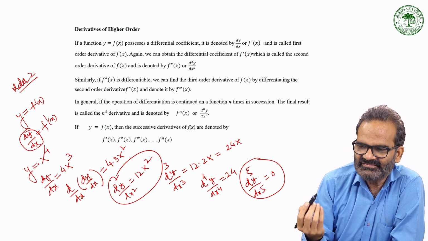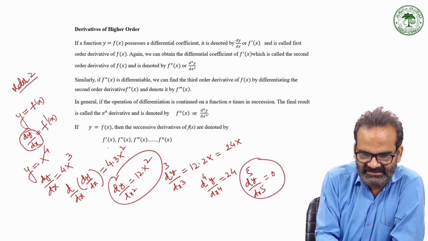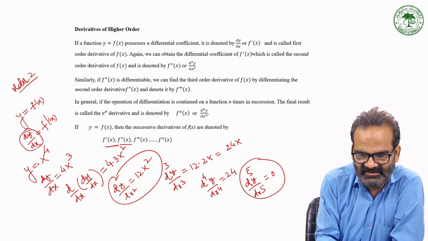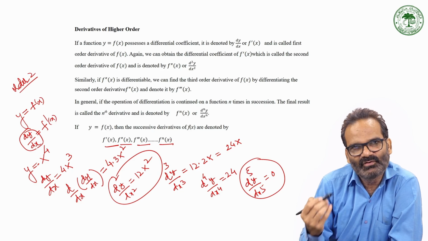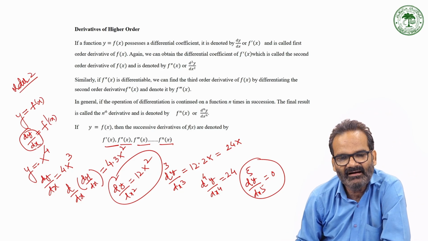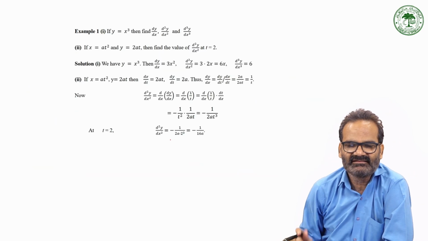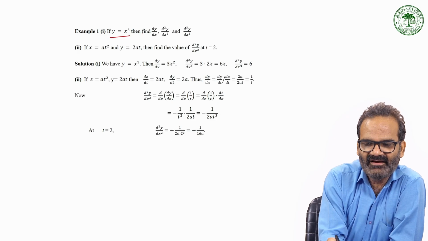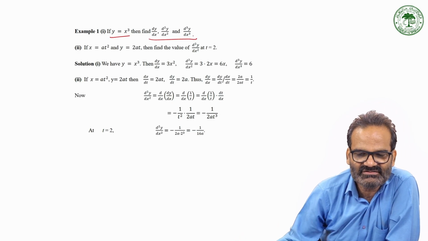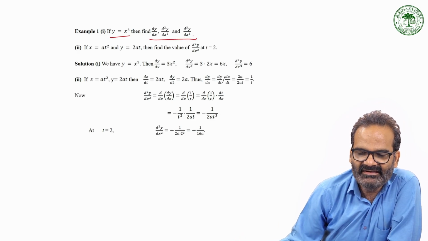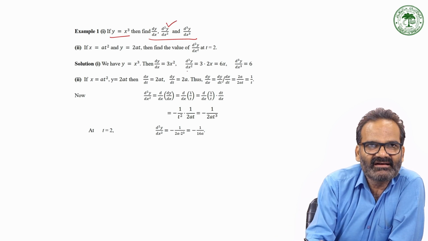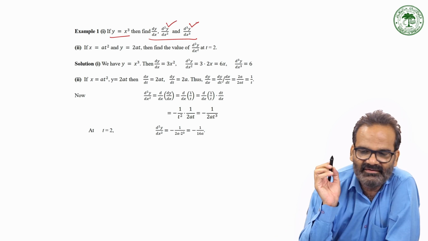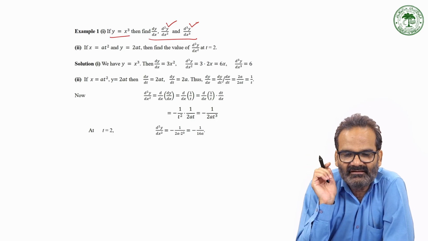So these derivatives are denoted as I have shown here. f dash x is the first derivative, f double dash x the second derivative, f triple dash x the third derivative, and f n x the nth derivative. So we can find the derivative up to any order. See this example: if y is equal to x cube, then find dy over dx, the first derivative, d2y over dx square, the second derivative, and d3y over dx cube, the third derivative.